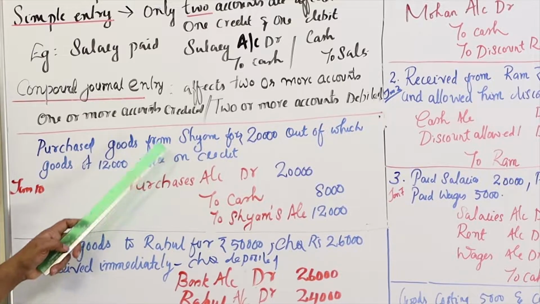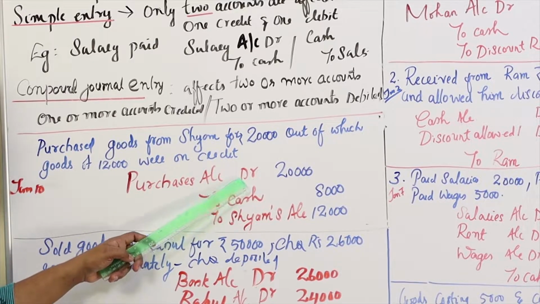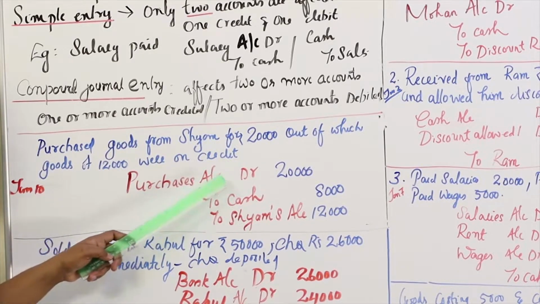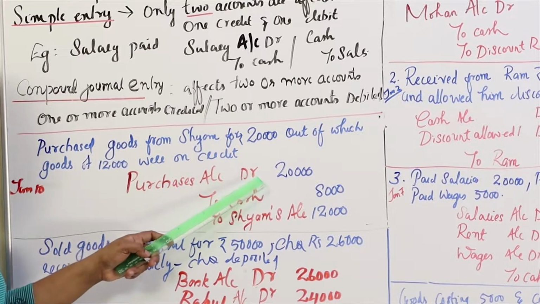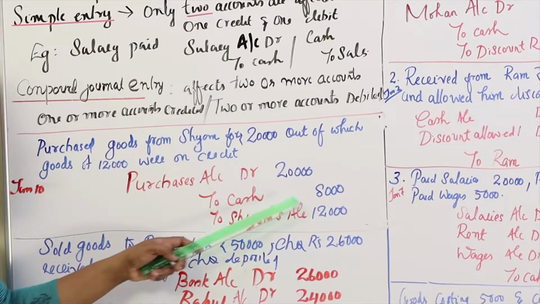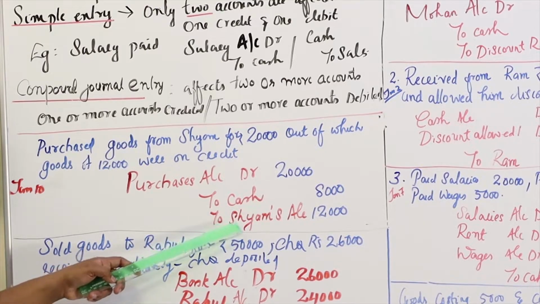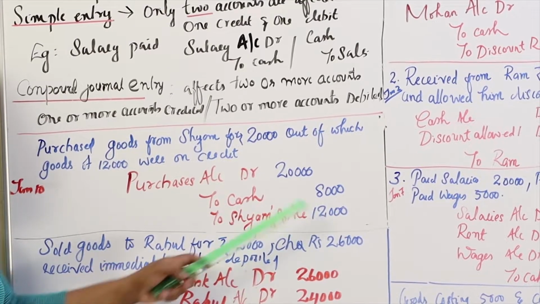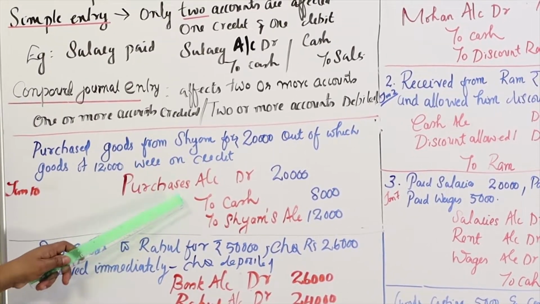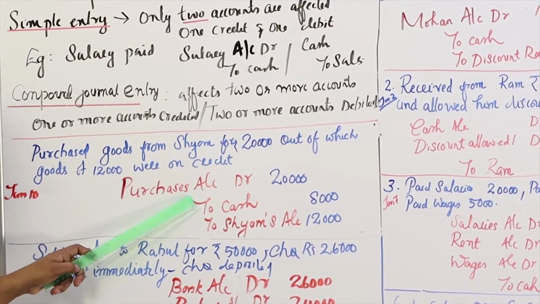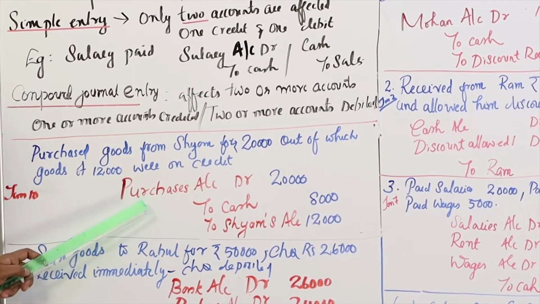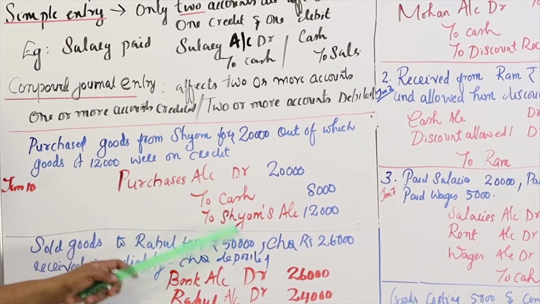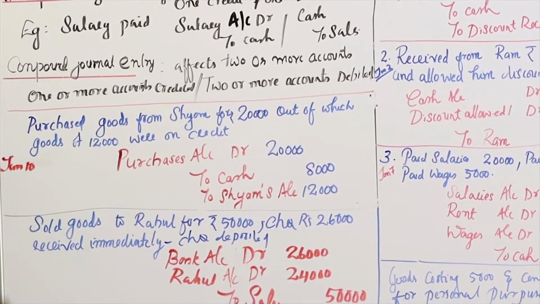So the entry will be: cash is going out now when we are paying. So purchase account debit. Here goods are coming into the business, so we have to debit. Purchase account, this is an expense. So purchase account debit to cash, we are paying 8,000, and the balance amount we write in Shyam's account because it is payable in future. So to Shyam account 12,000. So this is the first entry. Here, one account is debited and two accounts are credited, which means it affects more than two accounts. See, there are three accounts now. So this is a compound entry.